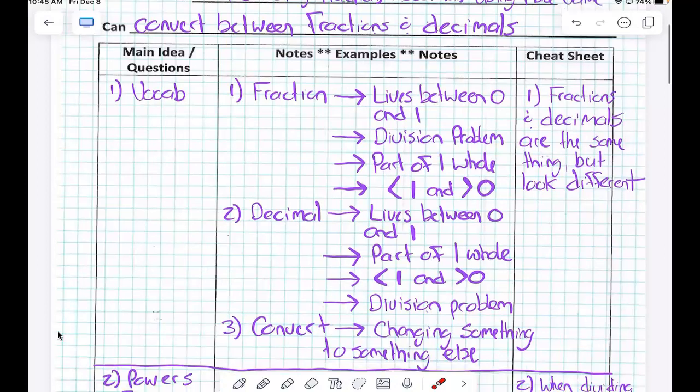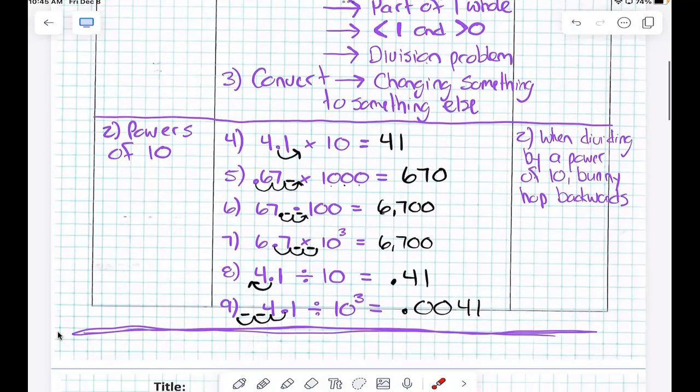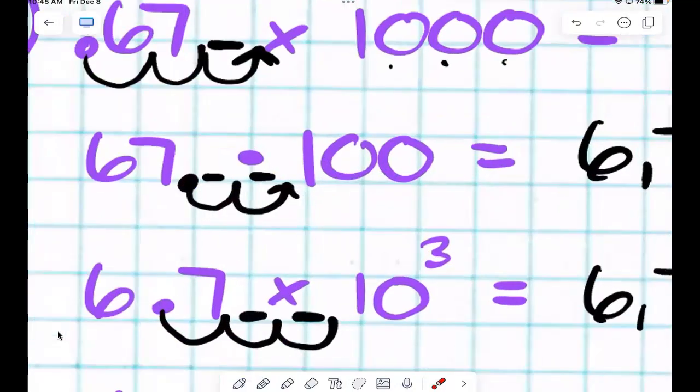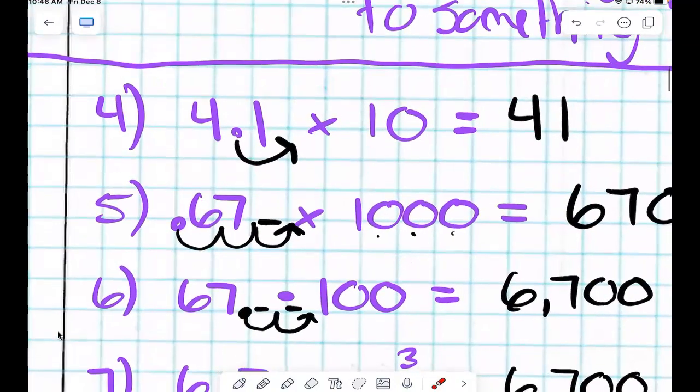Moving down, powers of 10. We've already learned this, but you guys know that when you multiply by powers of 10, which way do we move the decimal point? To the right. Like this number 67, it actually didn't have a decimal point, but any whole number really has a hidden decimal point right after the whole number. True or false? True. So why did I move the decimal point on this one right here? Why did I move the decimal point just one spot?